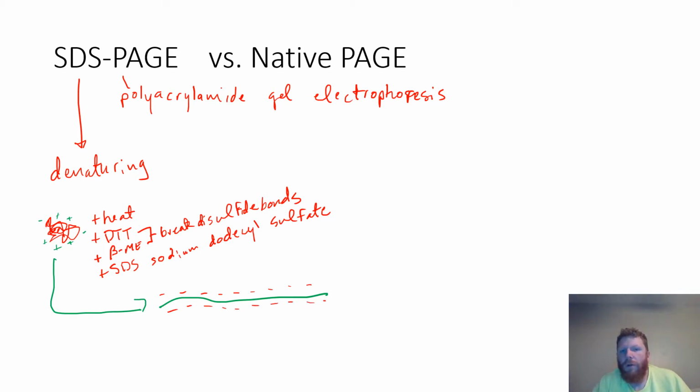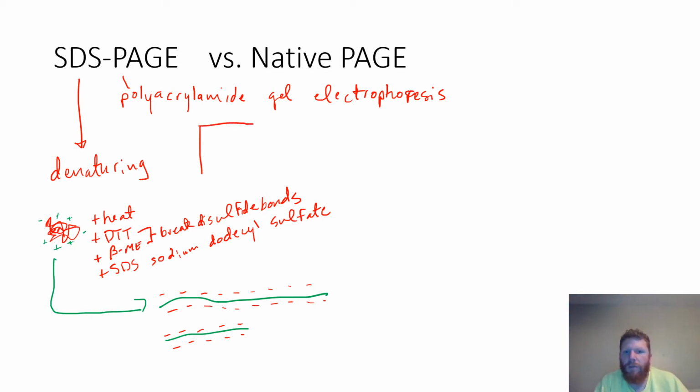Okay, so what you're doing then is you're able to compare proteins of different sizes, and you've given them all the common denominator of having an overall negative charge. And so what that means is smaller proteins are going to be more influenced by any sort of electric current that you run through an SDS-PAGE.